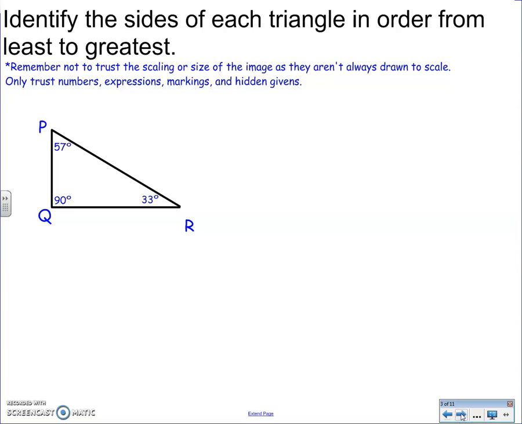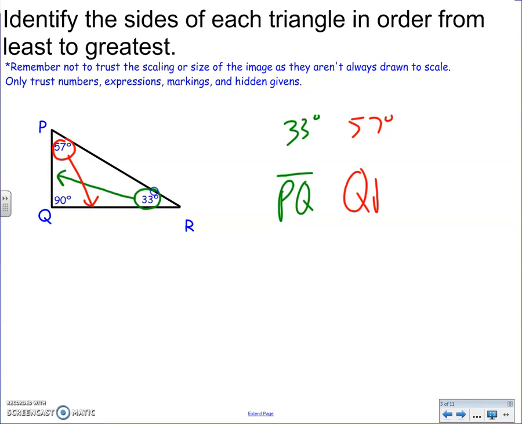So I'm going to find the smallest angle, which is 33. That goes to the smallest side. So let's see, 33 degrees goes with side PQ. That's the smallest side. Next, I need the middle angle, 57. That goes with the side across from it, QR. So that's the middle side. And then the last, the largest angle, 90 degrees. That goes with the largest side, PR.